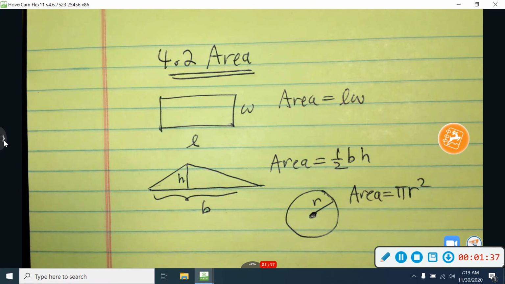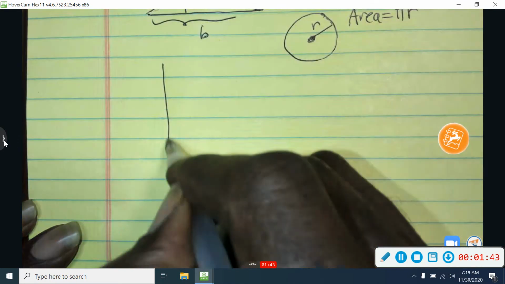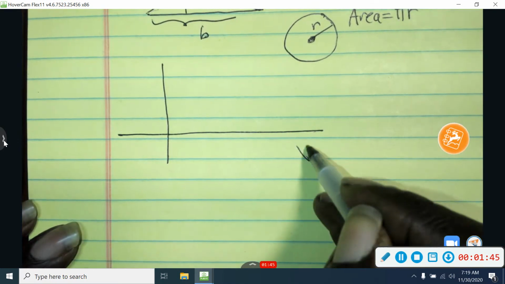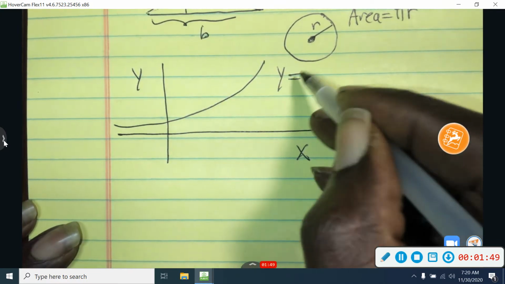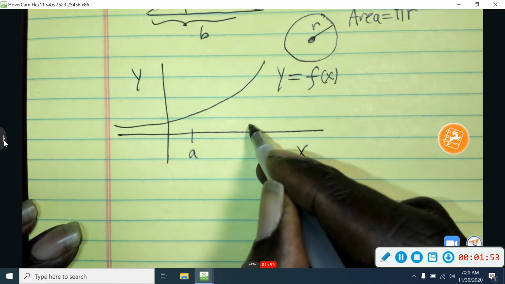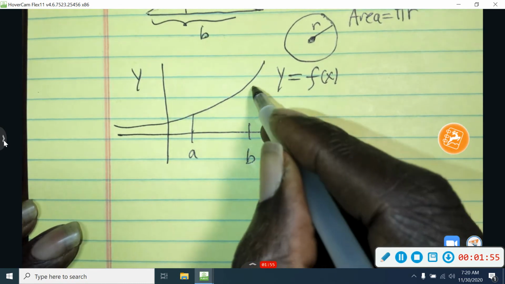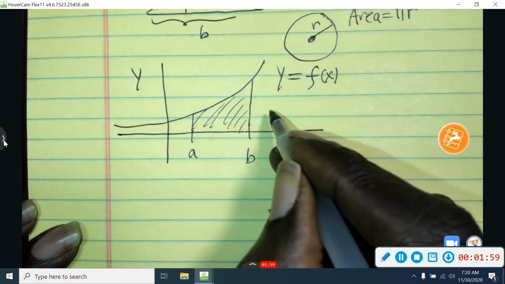Well, what if you were trying to find this type of area? What if you had a function, say like this, and say the function looked like this, and you were looking at it only over a closed interval, and you just wanted to know, what is this area in here?